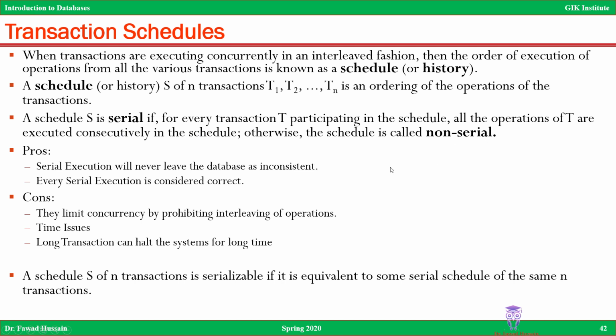So if we have T1 executing first and then T2, then this is a schedule, and this schedule is serial because all the operations regarding T1 will be executed first, and then we move on to T2 and execute all the queries in T2. So the pro of this is that it's a serial execution and it will never have a problem. It will never leave the database in an inconsistent state, and every serial execution is considered a correct execution.